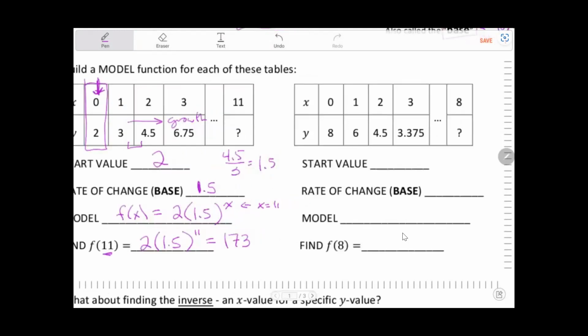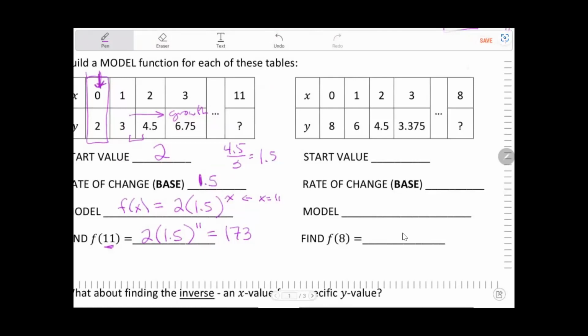I encourage you to do this one. Let's do this example yourself. Notice that it's a decay function, which means your rate of change is going to be less than 1. So pause the video and give that a try.